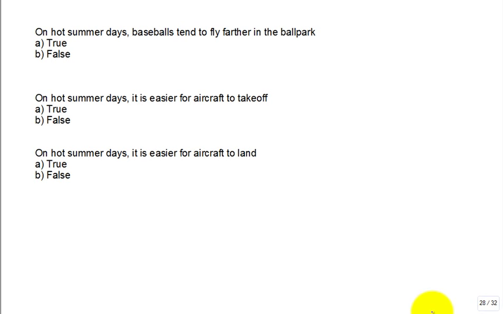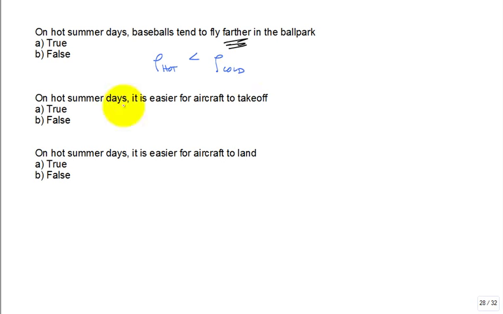On hot summer days, baseballs tend to fly farther in the ballpark. True or false? Some batter hits it with the same bat, the same muscles, the same swing, the same pitch. Boom. But it's a hot day at the ballpark. Is it going farther? Yeah, it is going farther. Why? The air density. When it's hot, the air has lower density than when it's cold. Cold air is more dense. True? True.